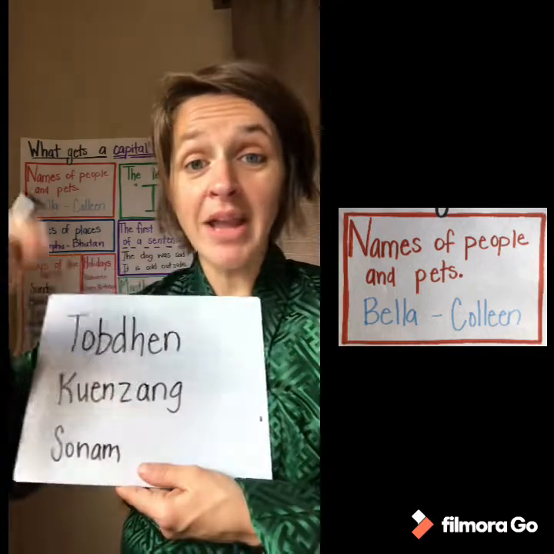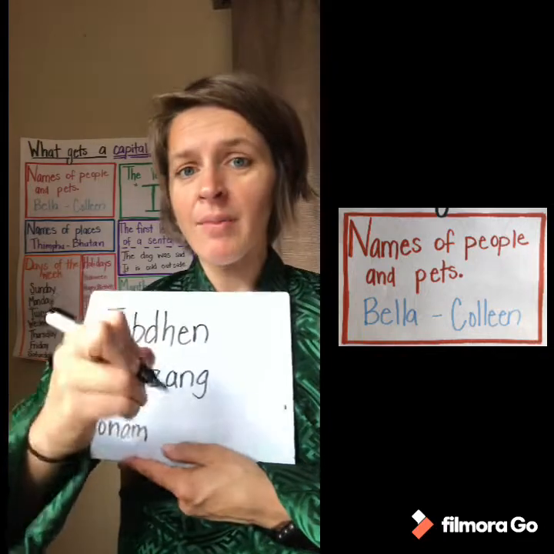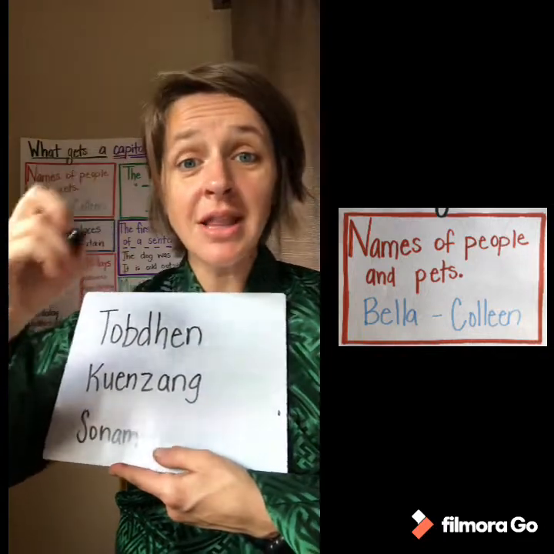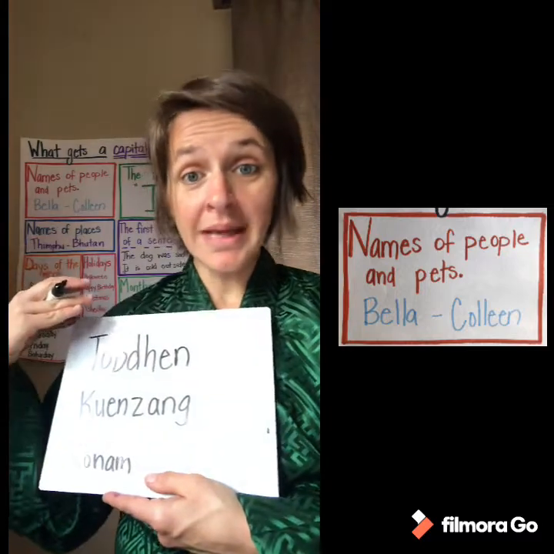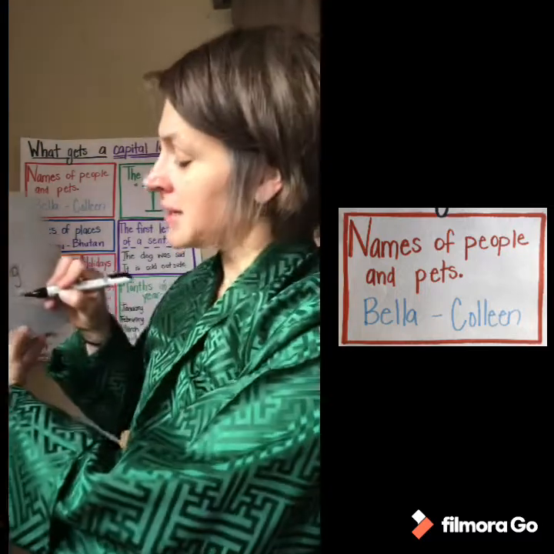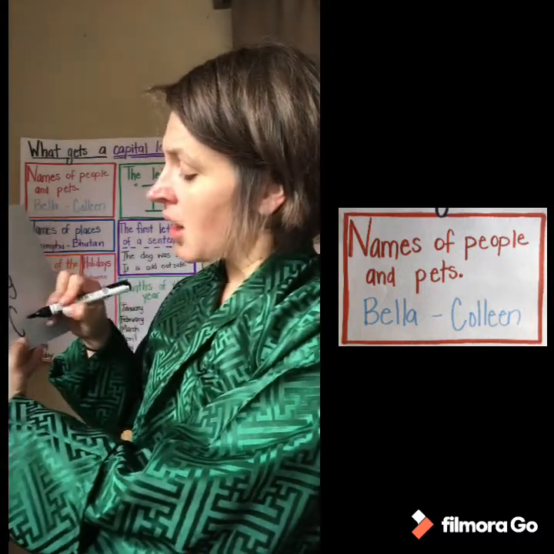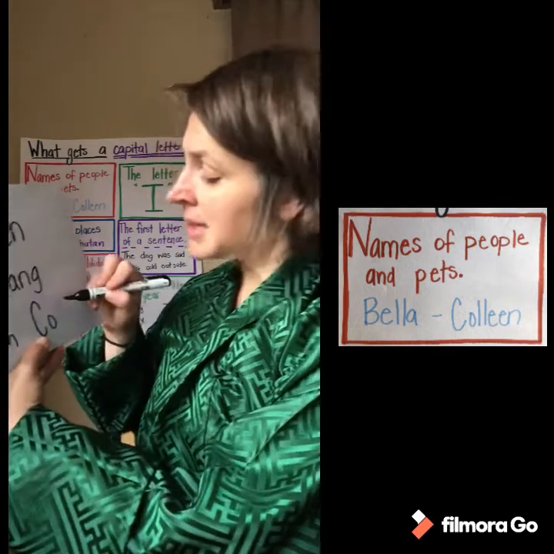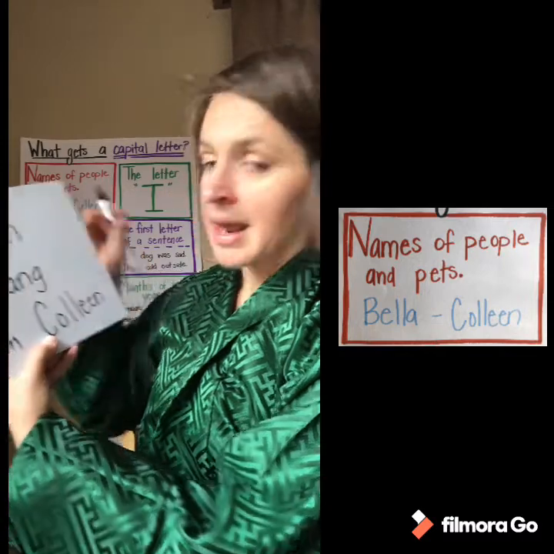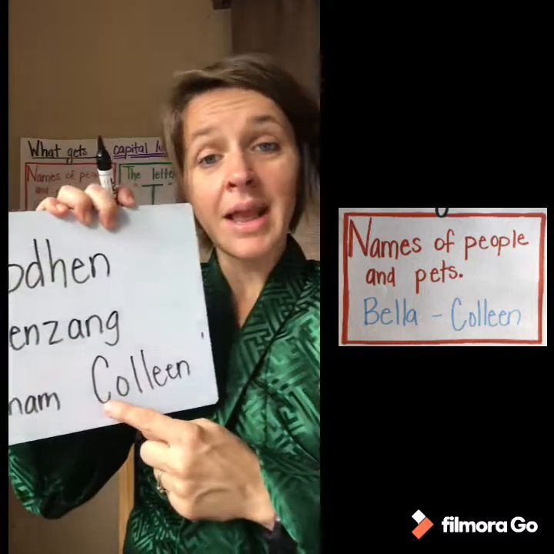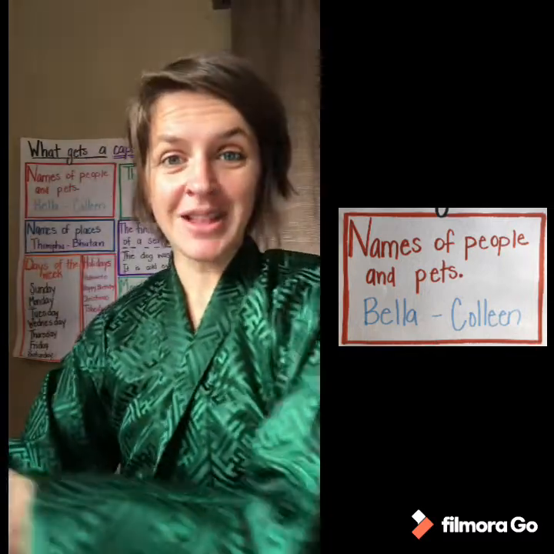So you can write your name, and when you write your name, the first letter is a capital letter. My name is Colleen. So I would write capital C O, then lowercase L E E N. And that is how I would write my name, with a capital letter as the first letter.